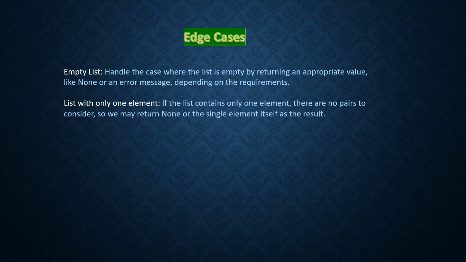Edge cases. Empty list. Handle the case where the list is empty by returning an appropriate value, like None or an error message, depending on the requirement. List with only one element. If the list contains only one element, there are no pairs to consider. So we may return None or the single element itself as a result.